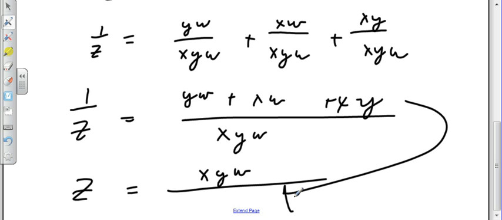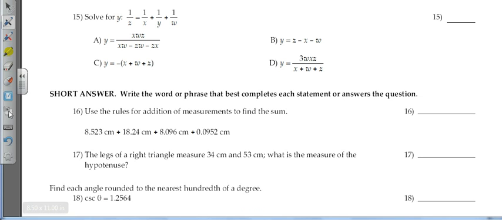Okay. What are we doing next? Hope it's easy. 16.